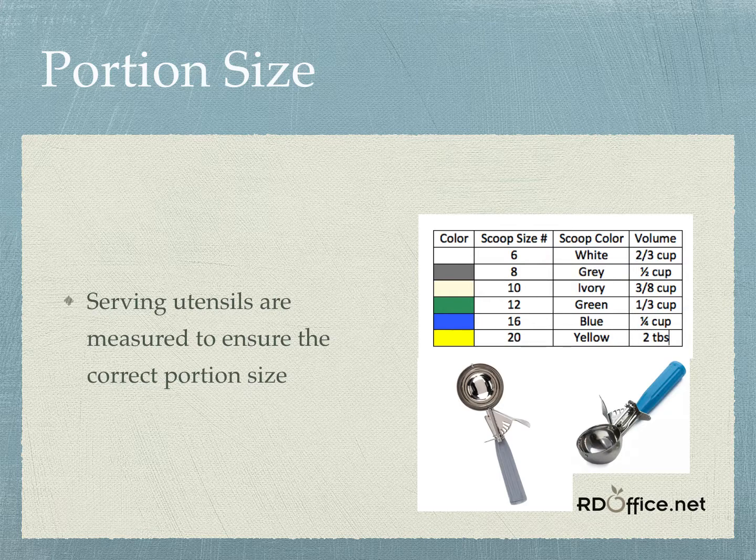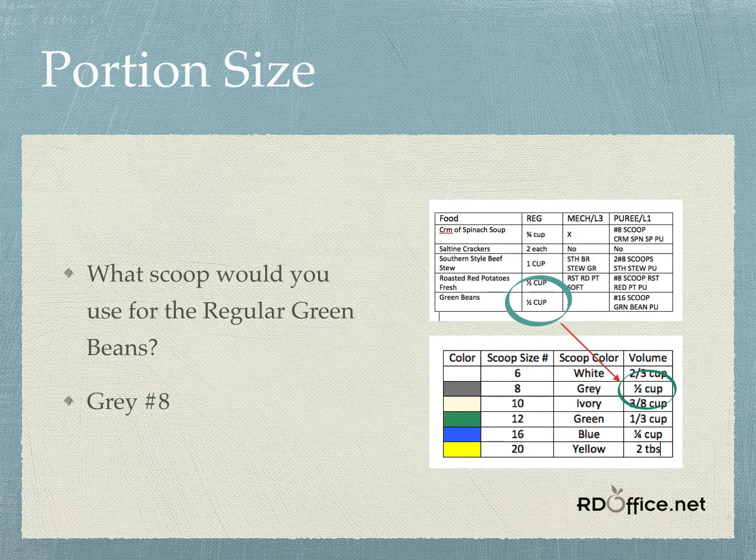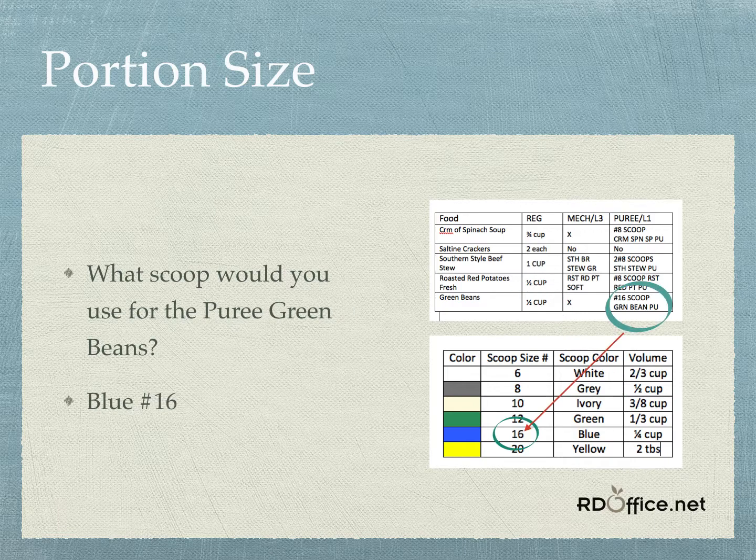The green handled number 12 provides about 1/3 of a cup. The blue handled number 16 provides about 1/4 of a cup. And the yellow handled number 20 provides about 2 tablespoons. What scoop would you use for the regular green beans? Well, in our example, it shows that the serving size for the green beans is a half a cup. When we go look at our color chart, we find that the half a cup is the number 8 scoop with the gray handle, our old friend.